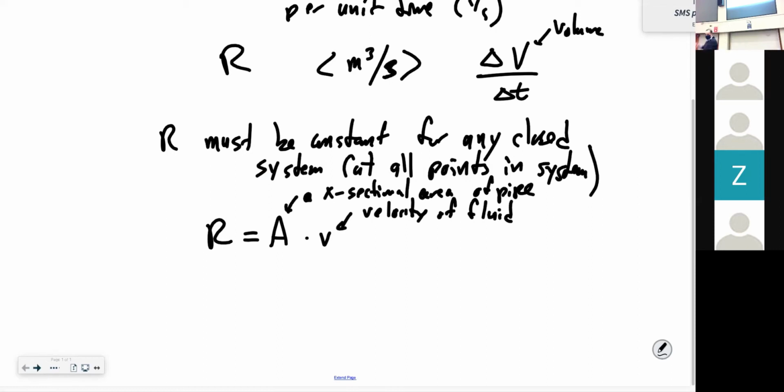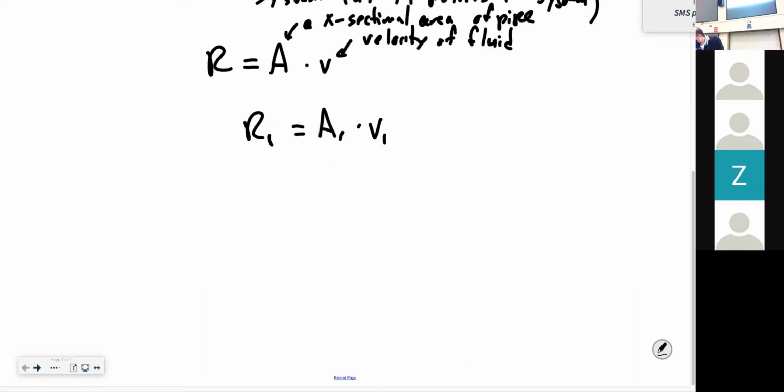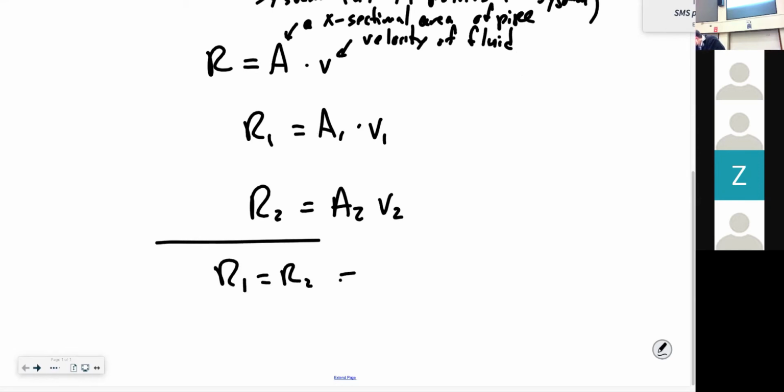So we've got two sections of pipe. We can write down this equation separately for each one of them. R1 equals A1 times V1. In the second section of the pipe, it must be true that R2 equals A2 times V2. But the R's have to be the same. So we can use that to say something, and since we know how the areas differ, we can use that to say something interesting about the velocities in those two sections of the pipe. So A1 V1 equals A2 V2. What does that tell us about the velocities? V1 over V2 is equal to A2 over A1.